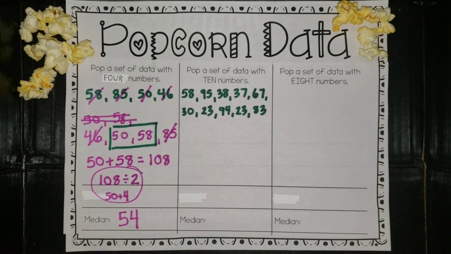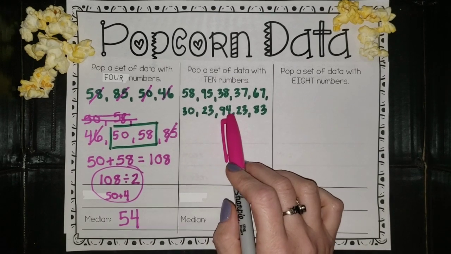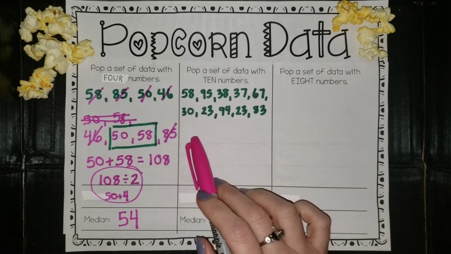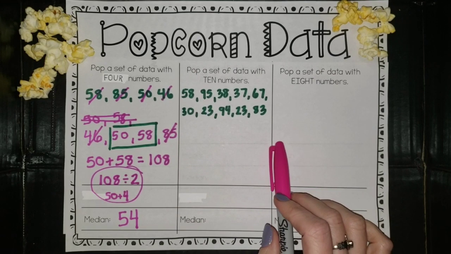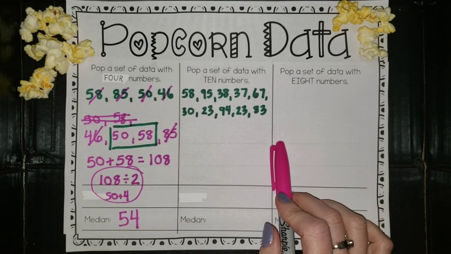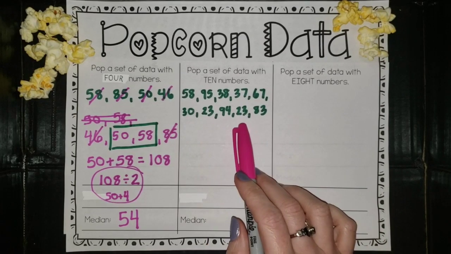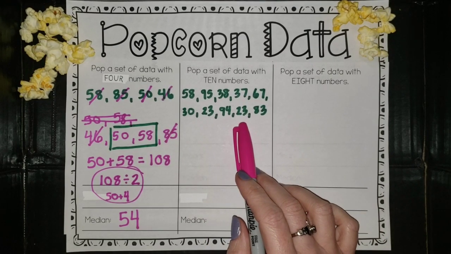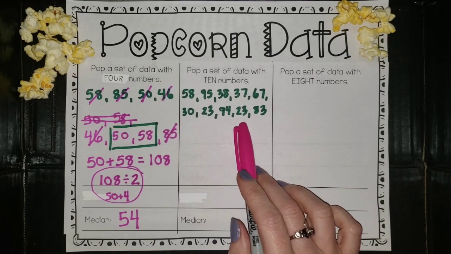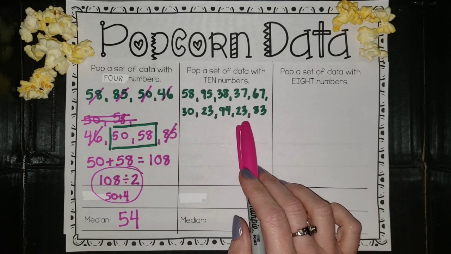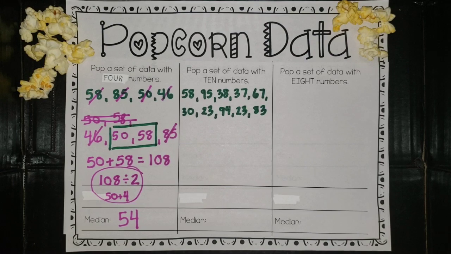What I would like for you to do now is rearrange these numbers in order from least to greatest so that we can then figure out our median. Don't forget, 23 appeared twice when we pulled the numbers out of the popcorn bowl. So do not forget to write 23 2 times. Please pause the video now to write the numbers in order from least to greatest and then continue.